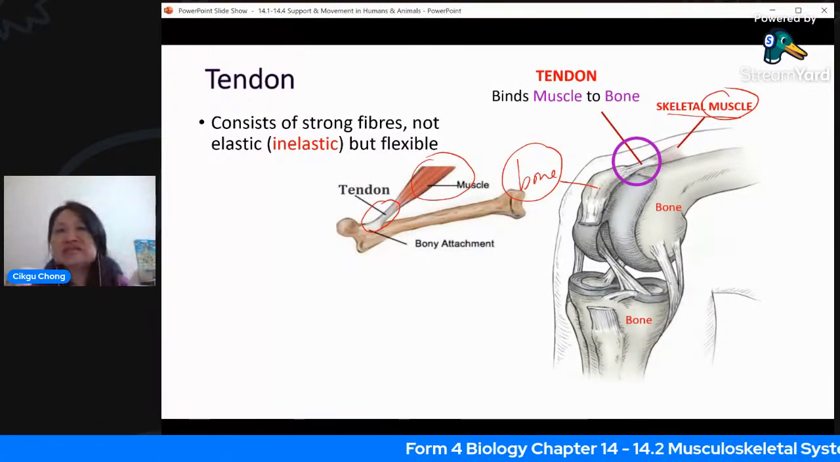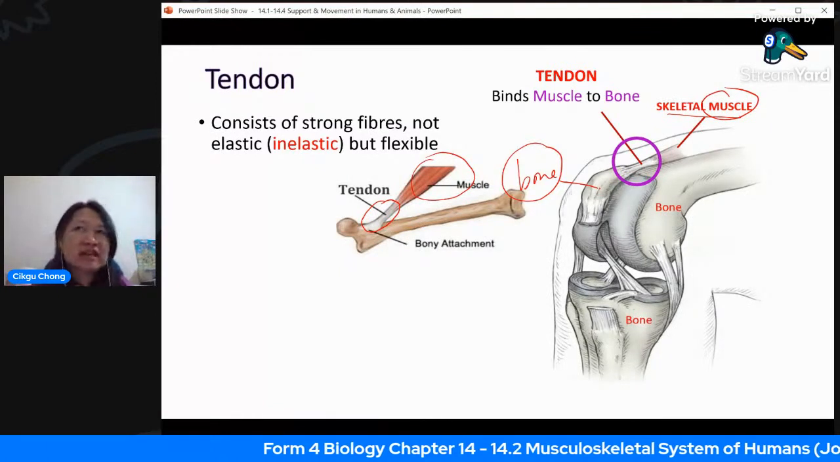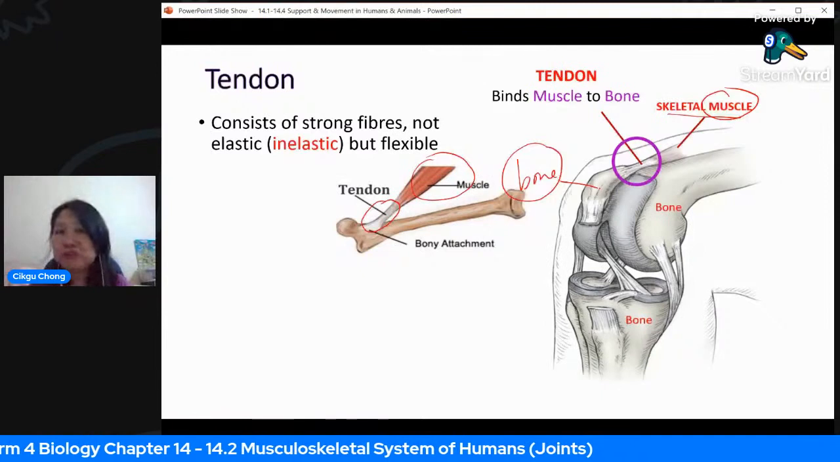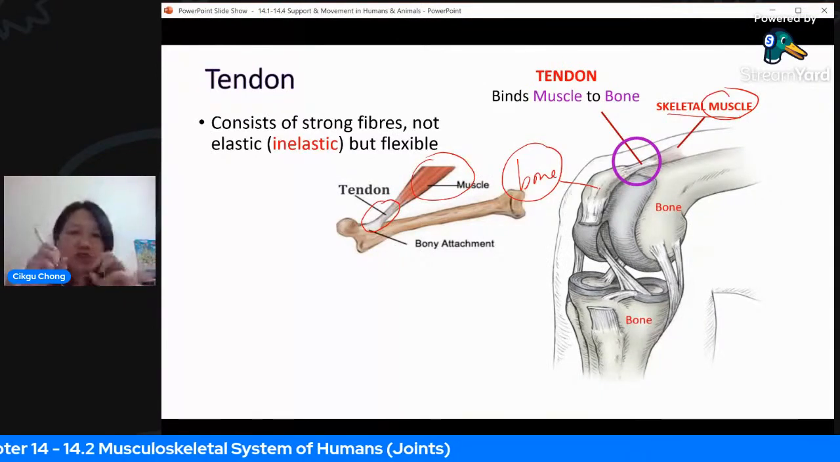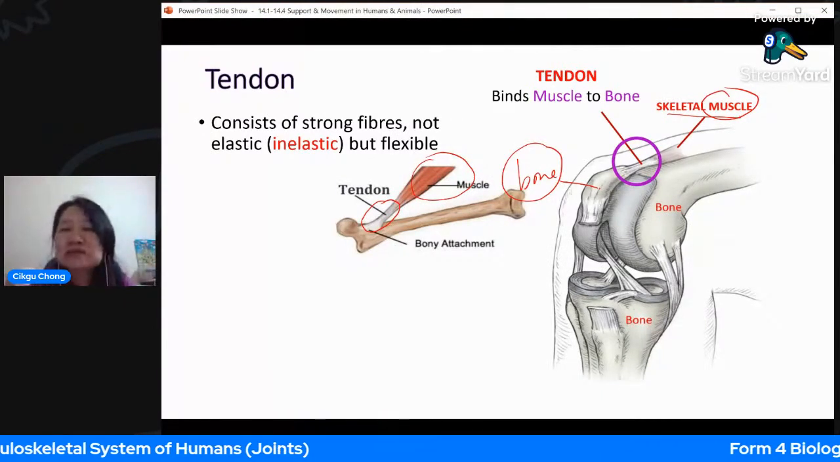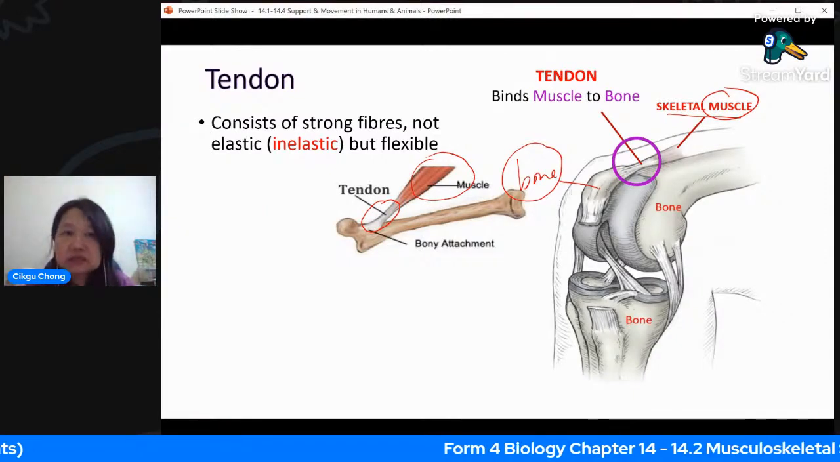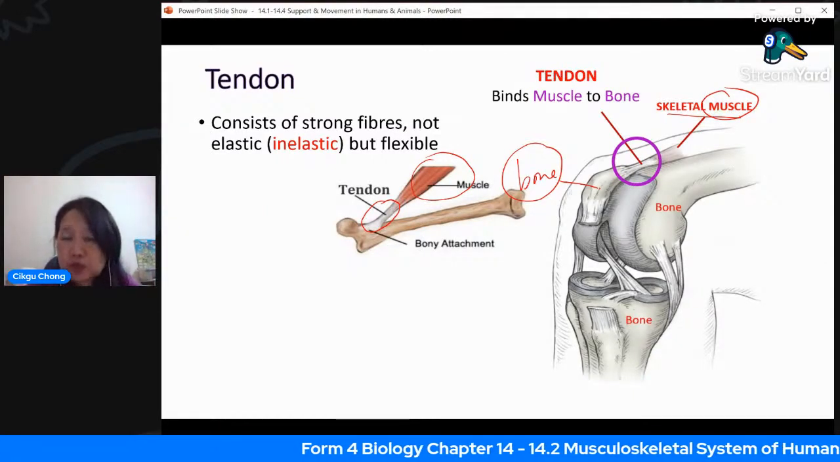Some people have tendon balls. It's like a fish ball, but it's made of tendon, so it's very chewy. Some people like to eat that. That is, it attaches from the muscle to the bone. That's the job of the tendon.